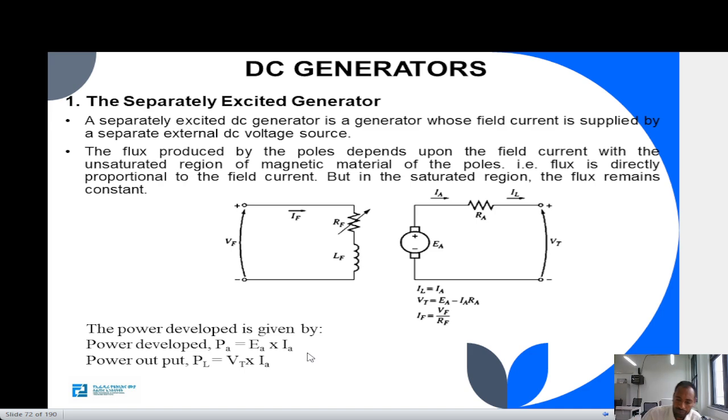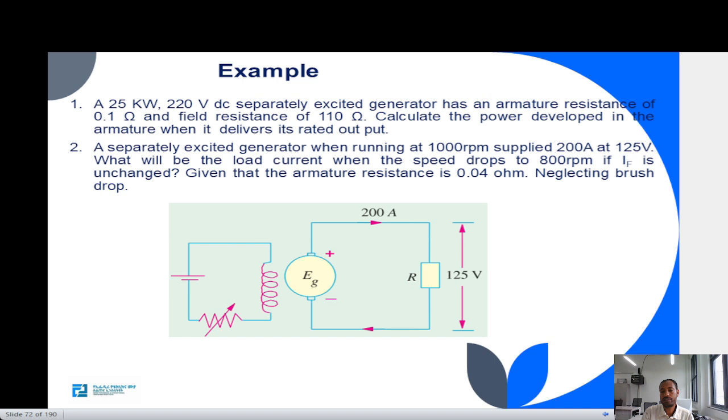And the power developed by the generator is EA or EG times IA. Power developed here as a generator is the internally generated voltage times current. And power output given to the load is going to be VT times I, the simple relation. So we can calculate this by the given formulas. Having said this, let us see an example for this separately excited DC generator.